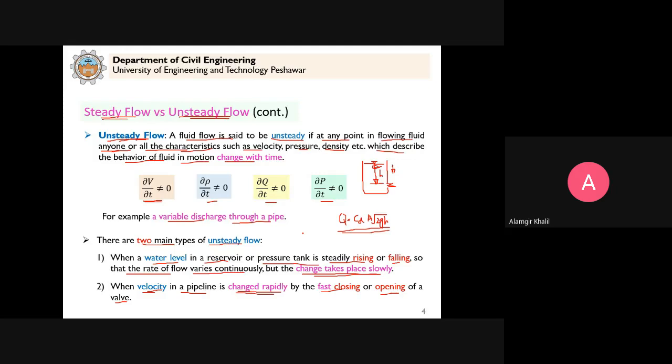For example, the tidal waves. Clear? Similarly, the flood waves. When floods occur, that is essentially an unsteady flow phenomenon. But these topics we will not cover in this chapter. We will follow our textbook. In our textbook, these two types of unsteady flow problems are explained, and we will study them.